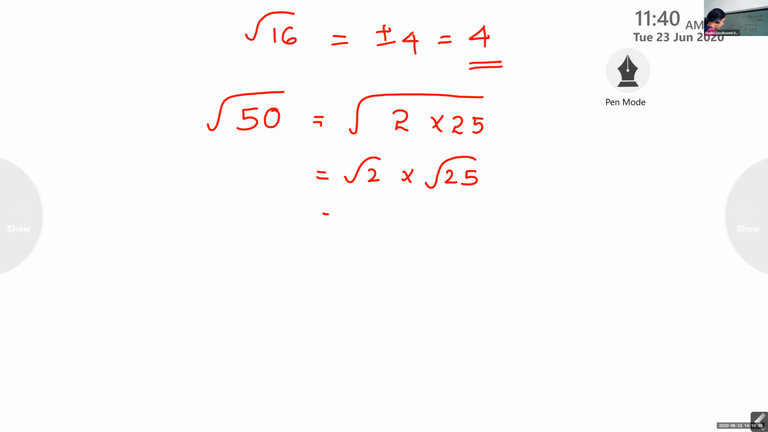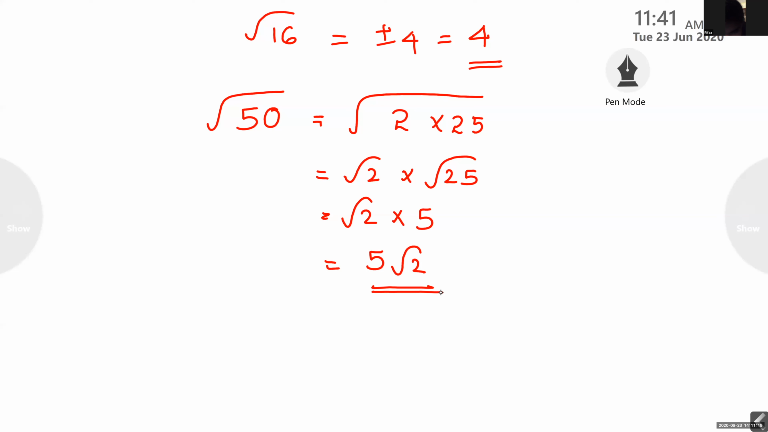Root 2, you don't know the answer, it is 1.414. But root 25, you know. What is root 25? Plus or minus 5. In these cases, you take only the positive value. So it is 5. So root 50 is 5 root 2. The radical form of root 50 is 5 root 2. Did you understand it? Yes, ma'am.